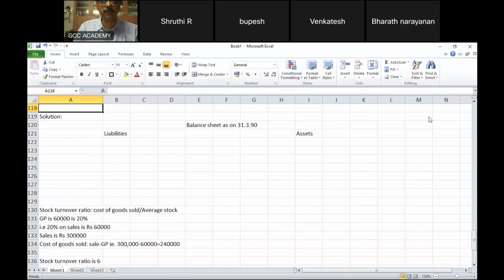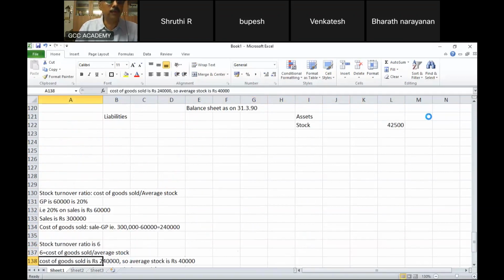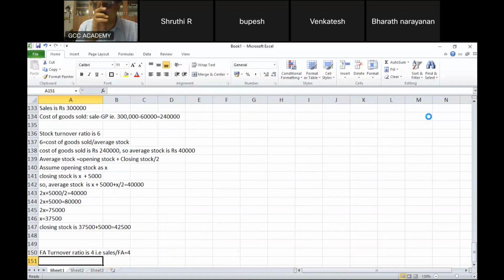So the closing stock figure is 42,500, so under assets, stock is 42,500. Now there is information given: fixed assets turnover ratio is 4. That is sales by fixed assets equal to 4. Sales is 3 lakhs, so 3 lakhs by fixed assets equal to 4.